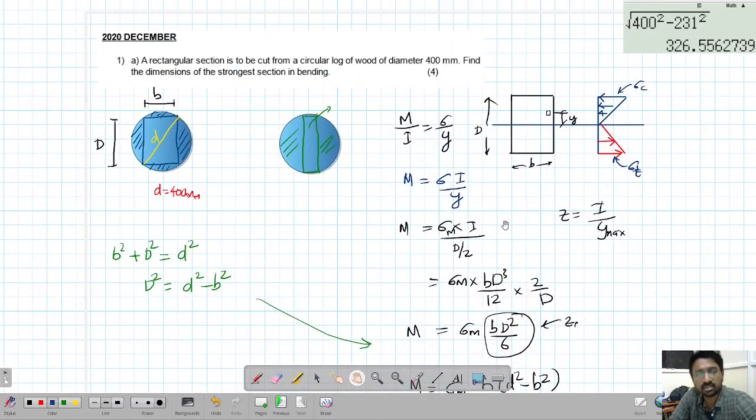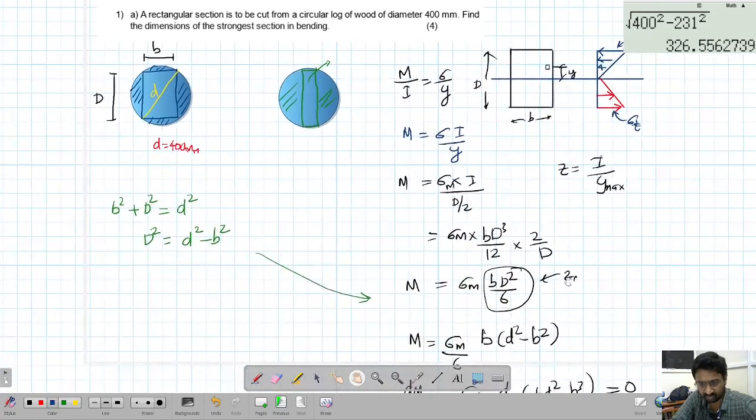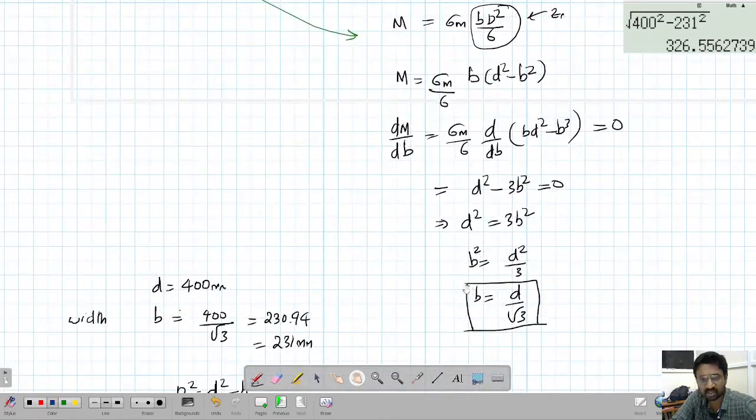The most important thing is how do you find this relation? I hope this is clear. M is nothing but sigma into I by y. The maximum value of sigma is constant for a material. So that is the basic concept. The bending strength of the material is the maximum bending stress it can take. It can be in tension or compression. It is fixed for that value. So maximum bending stress occurs when y equal to d by 2. So we substituted that and found a relationship and used that relationship.